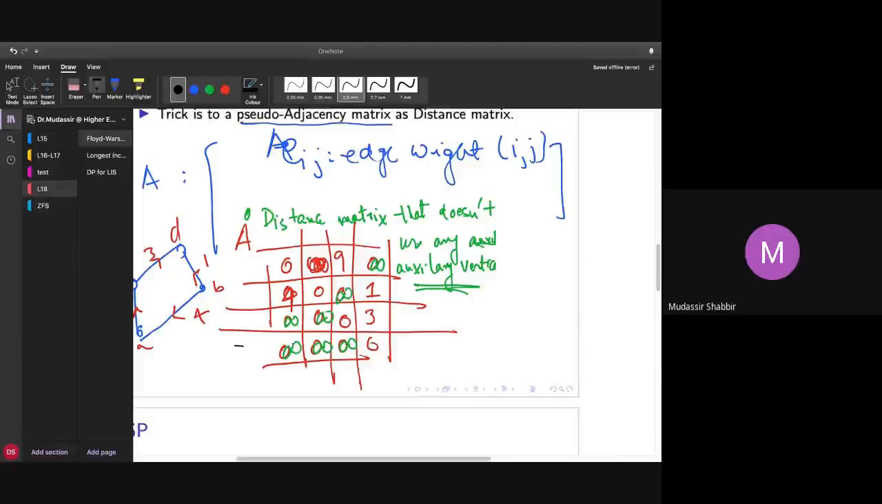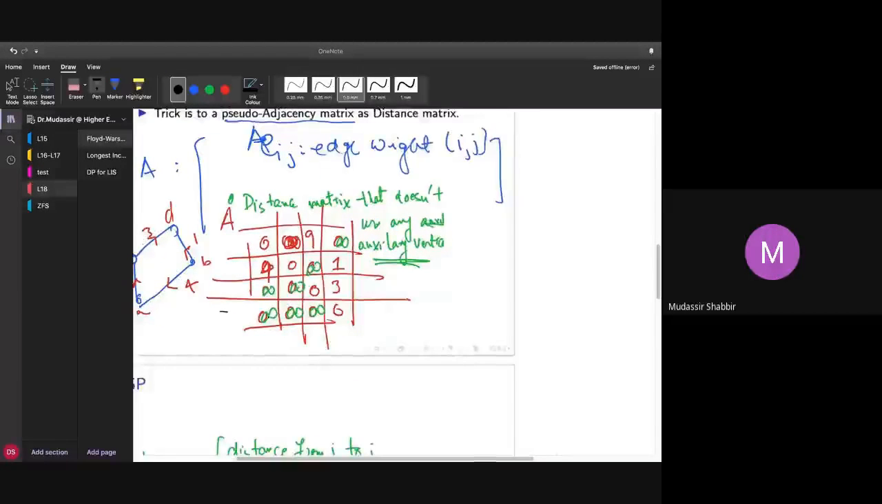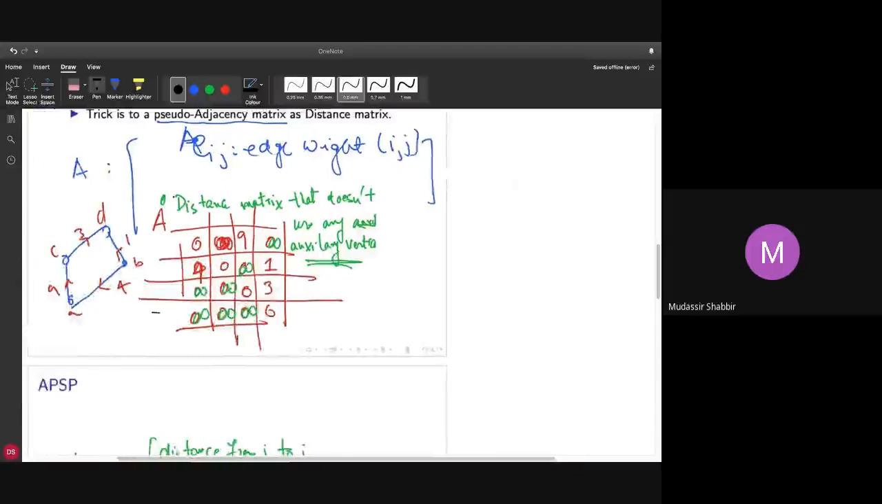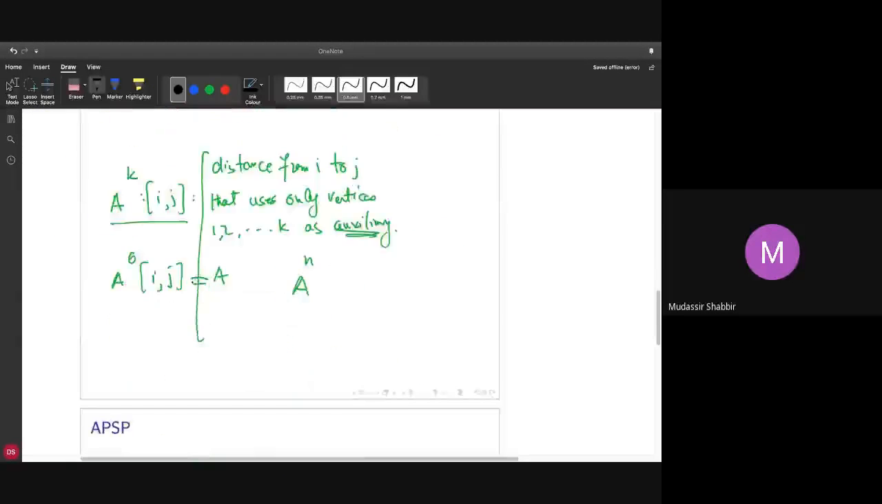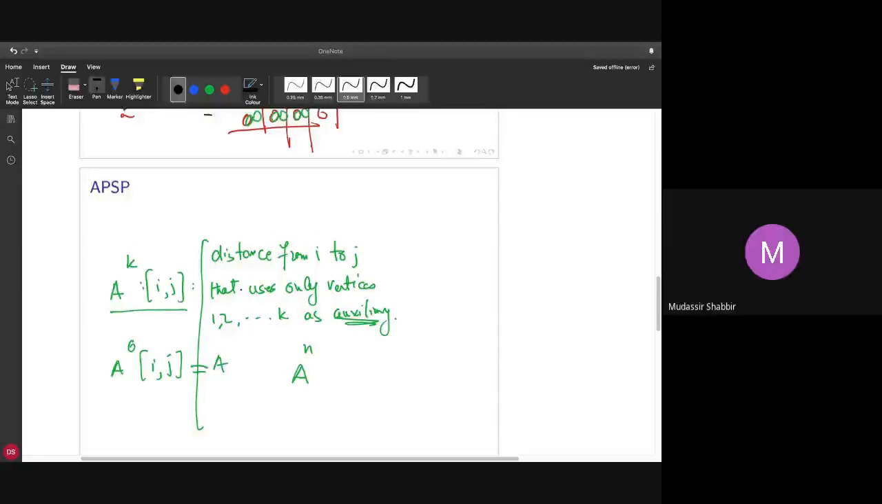And I later said that this matrix is actually a distance matrix, which does not use any of the vertices. So this is a distance matrix which has only single edge paths. Okay, there is no path of length more than one edge. We don't use any more than one edge.